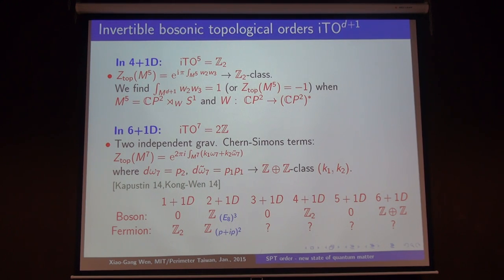Okay, now we have time for some questions. Yeah, I think for the fermion case, in 6 plus 1D it should be at least Z. Yeah, and I think you're totally right. I think for 6 plus 1D, at least these 2 boson cases would exist for the fermion case as well.